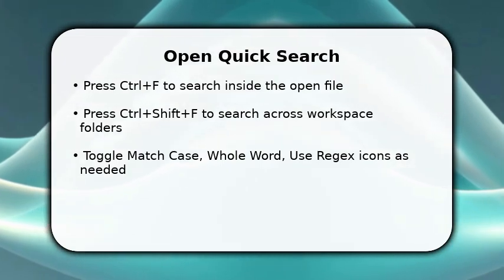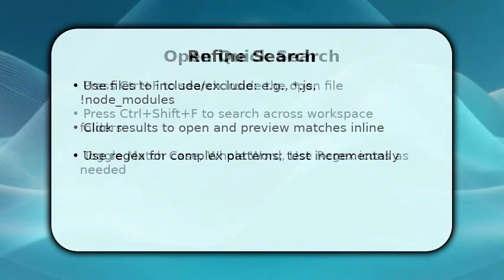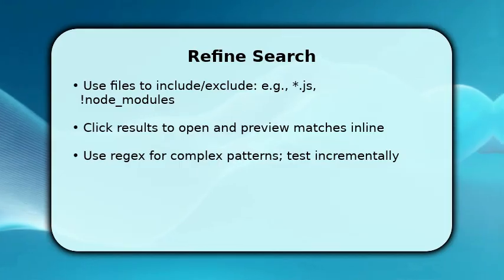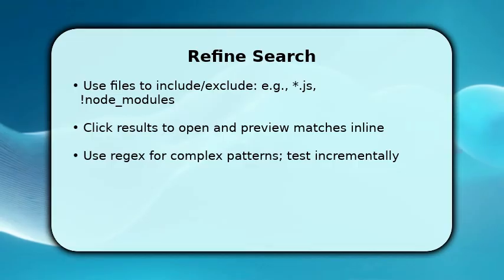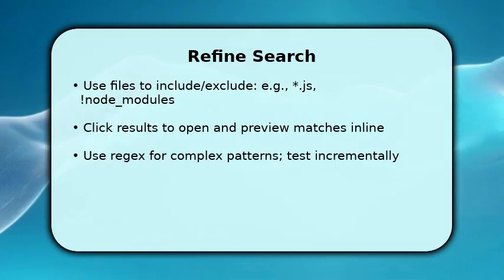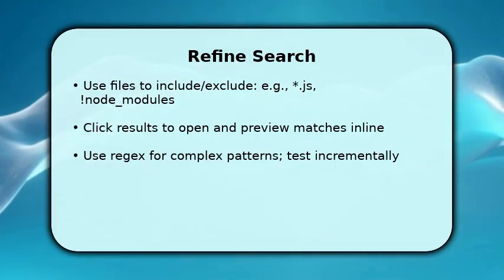Continue by refining where VS Code looks and what it returns. In the search panel, add filters like *.js or node_modules to include or exclude paths. That prevents irrelevant noise. Click any result to open the file with a highlighted match and use the inline preview to validate before editing. When you need advanced matching, switch to regex and build your pattern gradually, testing with small examples. This middle stage narrows.